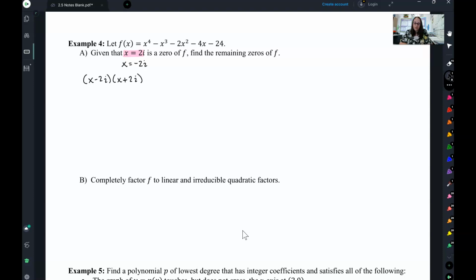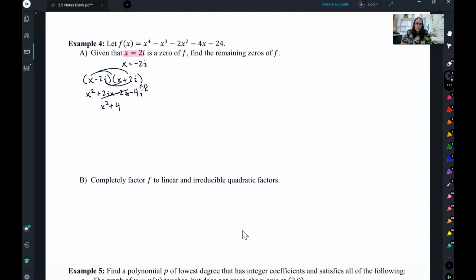Now, if I take these two factors and FOIL them together to get my irreducible quadratic, I get x times x is x squared, x times 2i is positive 2ix. Negative 2i times x is negative 2ix, and negative 2i times positive 2i is negative 4i squared. 2ix minus 2ix go away, so we get x squared. i squared becomes negative 1, so negative 4 times negative 1 becomes a positive 4. So these FOIL together to become that irreducible quadratic.